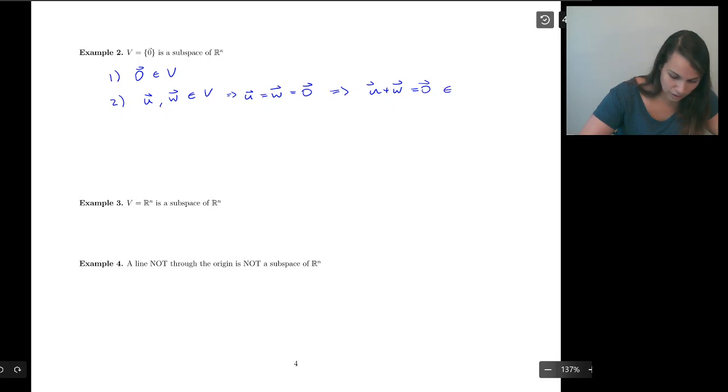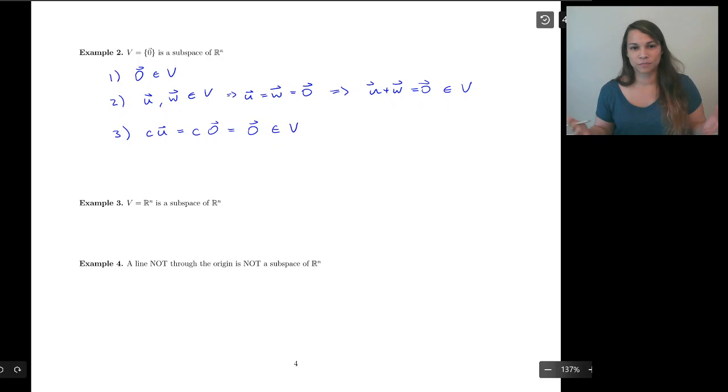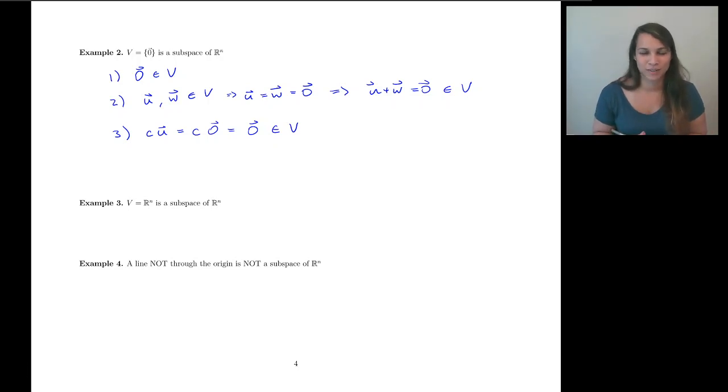So then 0 is in V, so U plus W is in V. And then number 3, C times U. U has to be 0. C times the 0 vector is 0, and that is in V. So it's not particularly interesting, but fun fact.